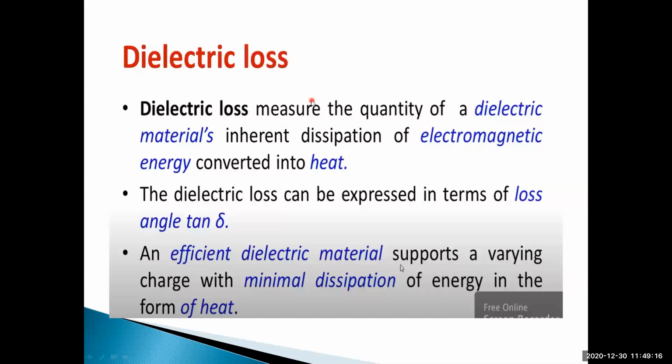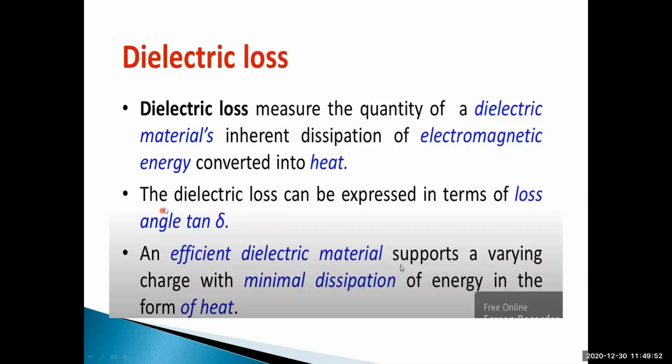First, what is meant by dielectric loss? Dielectric loss measures the quantity of a dielectric material's inherent dissipation of electromagnetic energy, converted into heat. All of you write this. Any losses, whether dielectric loss or conduction loss, are first converted into heat. That is the definition.